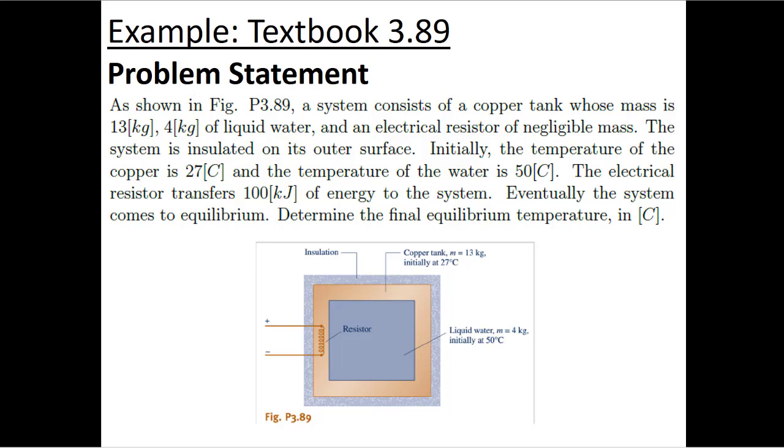The system is insulated on its outer surface. Initially, the temperature of the copper is 27 degrees Celsius and the temperature of the water is 50 degrees Celsius. The electrical resistor transfers 100 kilojoules of energy to the system. Eventually, the system comes to equilibrium. Determine the final equilibrium temperature in degrees Celsius.